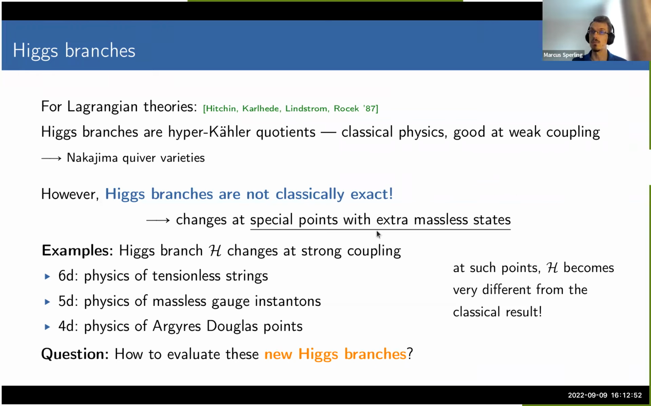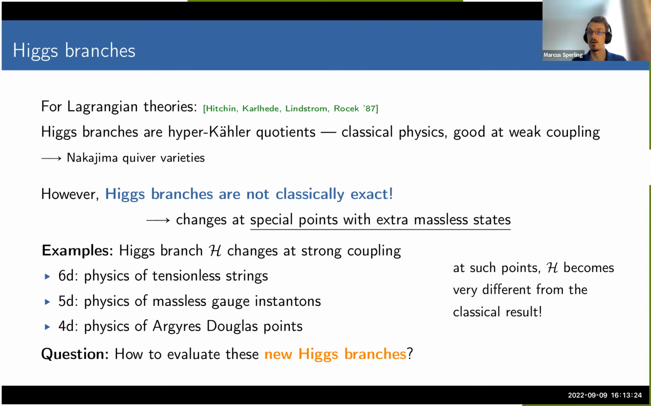And these examples have not only been known for a few years, but they have been known since the 90s already. So we know, for instance, in 6D, there's the physics of the tensionless strings, which, once these strings become tensionless, can enter the Higgs branch spectrum, as we're going to see in the later part of this talk. We know in 5 dimensions there's the physics of massless gauge instantons. They have a low energy effective description in the IR of the 5D theory, and then people want to know what is the CFT corresponding to it.